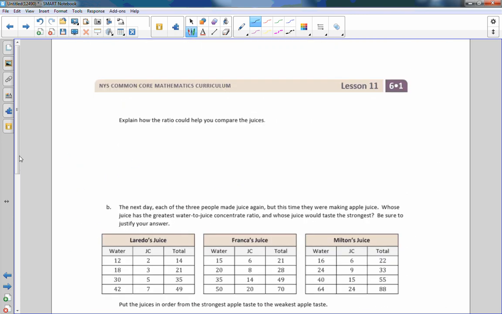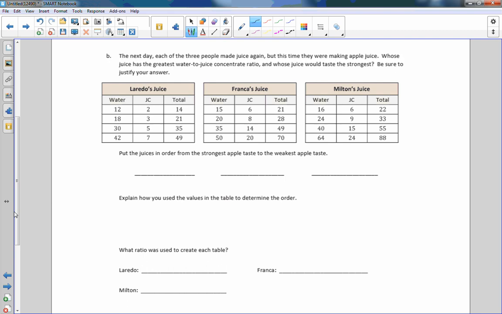Okay, so anyway, B. The next day, each of 3 people made juice again, but this time they were making apple juice.